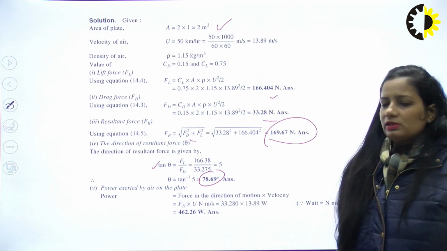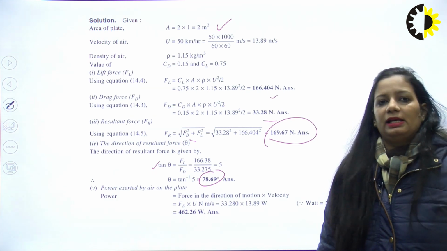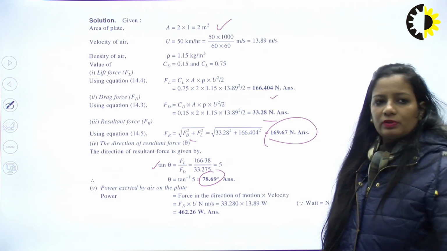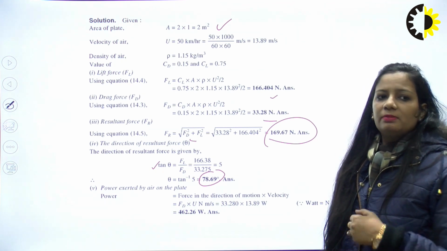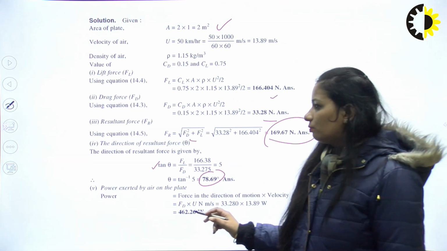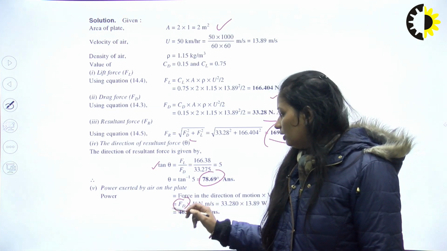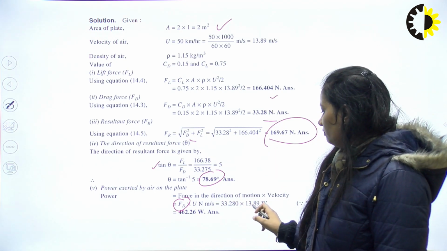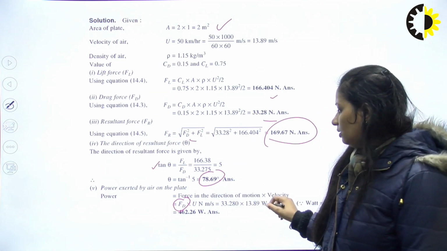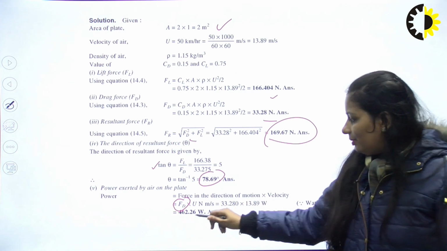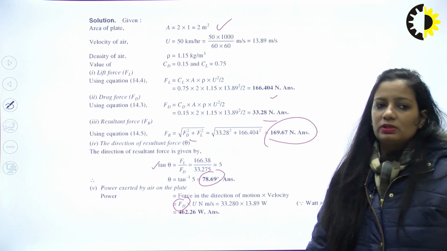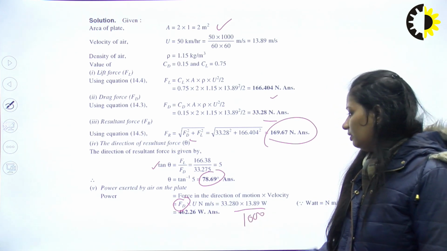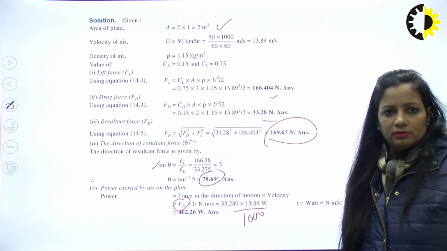The fifth point was simply the power exerted by air on the plate. The power you can calculate as force in the direction of motion multiplied by velocity. The force in the direction of motion was Fd. You have calculated Fd as 33.28, and the velocity was 13.89. This is coming as 462.26 watts. When you divide it by 1000, you will get the answer in kilowatt.